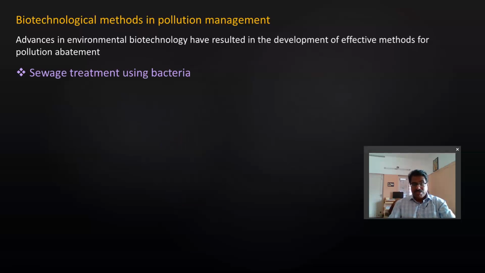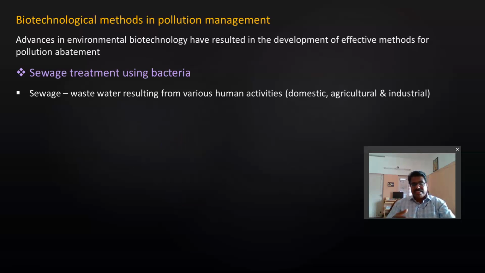The first and the most common one is sewage treatment. And we know that sewage is the wastewater resulting from various human activities, including domestic, agricultural, and industrial activities. When we say sewage, we usually think of human or fecal sewage, but it's not fecal sewage by itself. Any domestic, agricultural, and industrial waste, as a result of human activities, can be termed sewage.